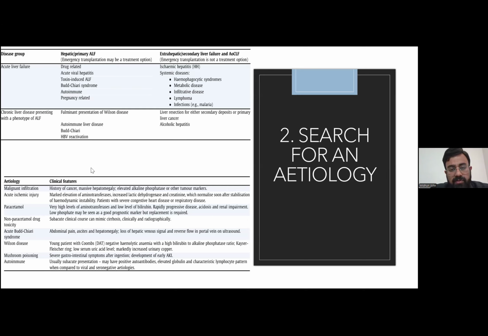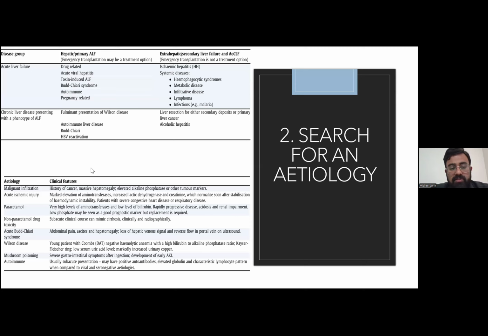But then the second table is what caught me a little bit more, in that there were a lot of clinical features that you must look out for when trying to find an etiology for these patients for their ALF. As you can see, with the first one being malignant infiltration, so history of cancer, massive hepatomegaly, raised ALK phos, and other tumor markers, you should suspect that you have a malignant infiltration taking place in the etiology of the ALF. Or in the setting of mushroom poisoning, you've got massive GI symptoms, history of ingesting something from a forest or what have you.